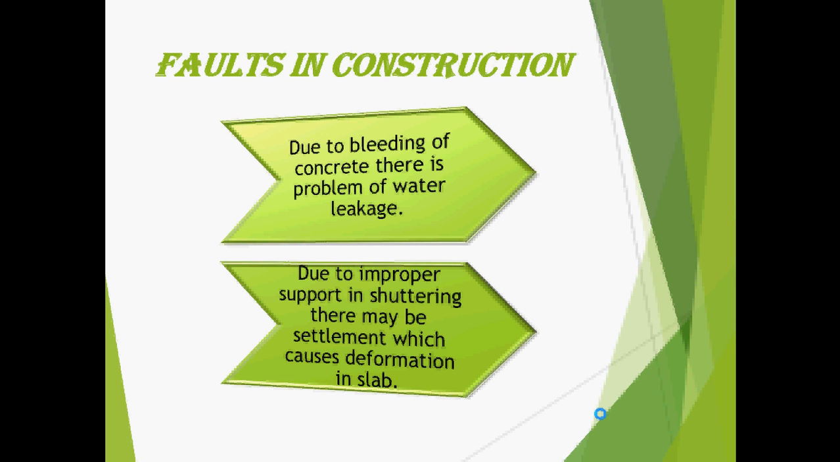No construction is perfect. Some faults may occur in any construction work, and there are two major problems which we have faced in our construction work: bleeding and improper support in shuttering. You can see how the bleeding occurs and what the effects of improper support in the slab are.